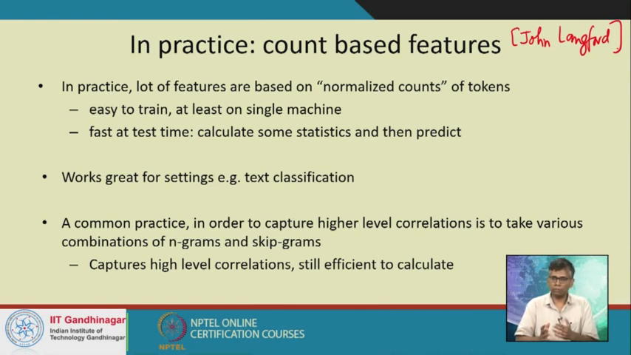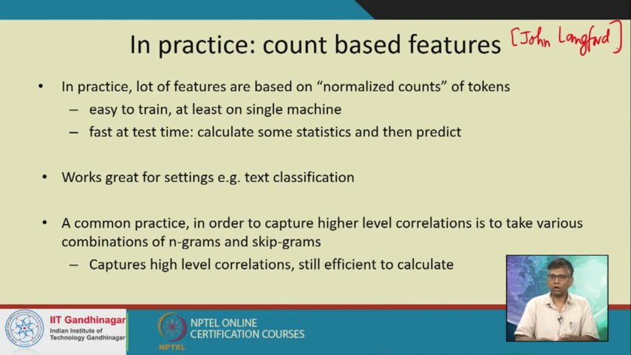The benefit of this simple bag of words model is that it's fairly easy to train, at least on a single machine. Parallelization is a different ball game altogether. It's also clear that it's fairly fast at test time, because all you need to do is compute some statistics from the query document and then use that for prediction. And it turns out that this still works surprisingly well for text classification, which still forms a large part of the practical machine learning tasks that we do.